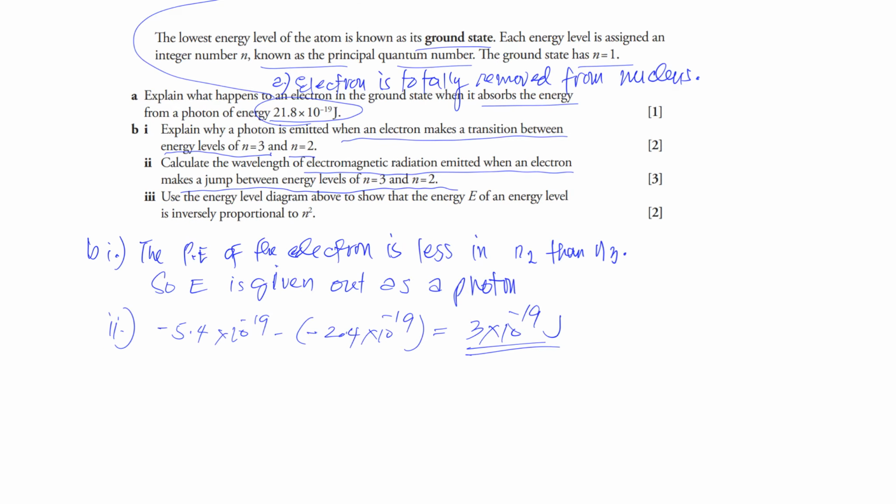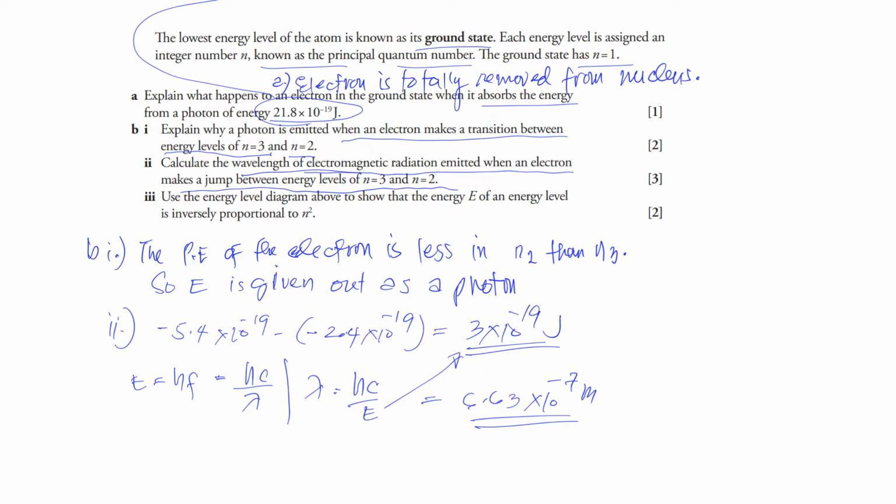Now you have a formula, lambda. Energy is equal to hf, which is actually equal to hc all over lambda. Then from this equation, we have lambda equals hc all over E. Now we have calculated the E. H is a constant and c is a constant also, the speed of light. So using this formula, the lambda will give us 6.63 times 10 to the minus 7 meters. This is your lambda, so that is the wavelength.